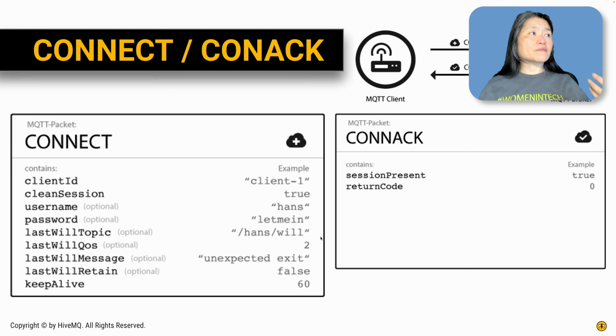And then there's a bunch of optional parameters such as username, password, and last will, which includes the last will topic, last will QoS (the quality of service level), last will message, and last will retain. All of these are optional parameters. And then keep alive is basically saying, if I don't hear back, how long should I wait for the acknowledgement from the broker? In this particular example, it will be 60 seconds. If it doesn't hear anything, it will resend the packet to the broker.